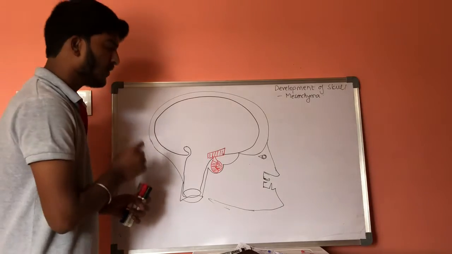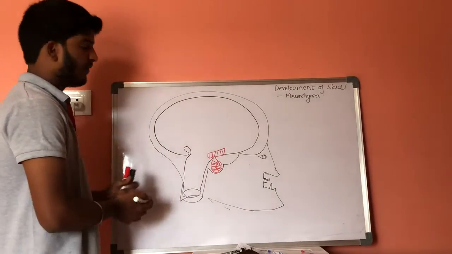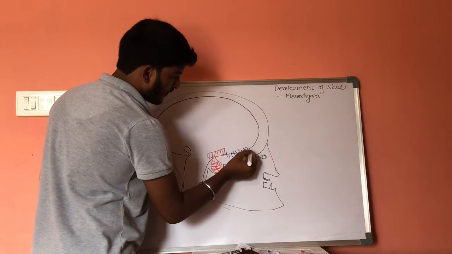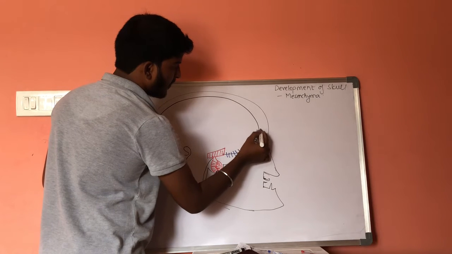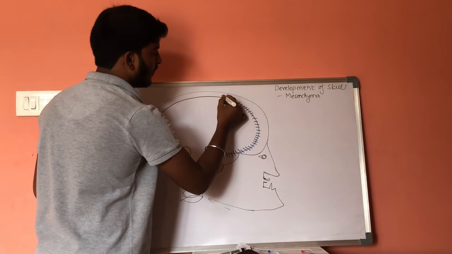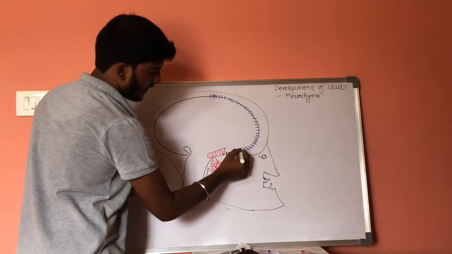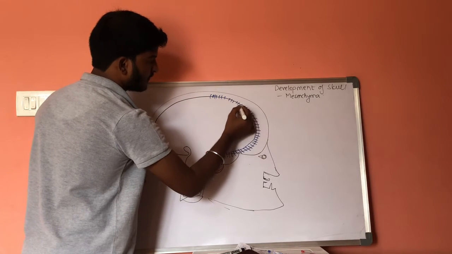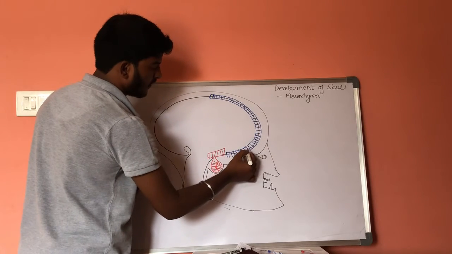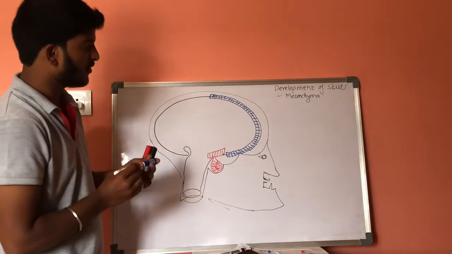Now, the neural crest cells are involved in the development of this structure, this part of the brain. They are involved in the synthesis of this anterior part of the brain.